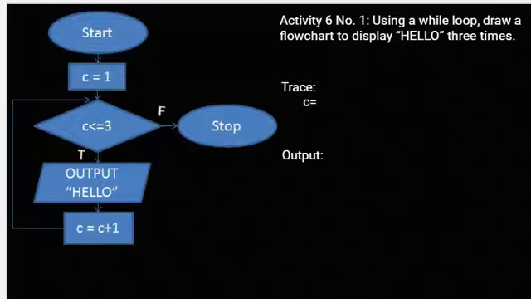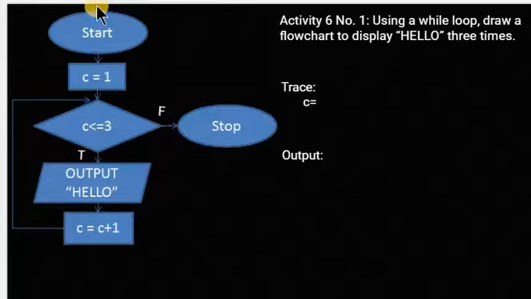Activity 6, number 1. Using a while loop, draw a flowchart to display hello 3 times. So in order to perform a trace, on the right side of the screen we have the trace where we put all of the variables used in the flowchart, where we can see the changing values that will be placed into the variables. And whenever there's an output, we put those values in this portion here.